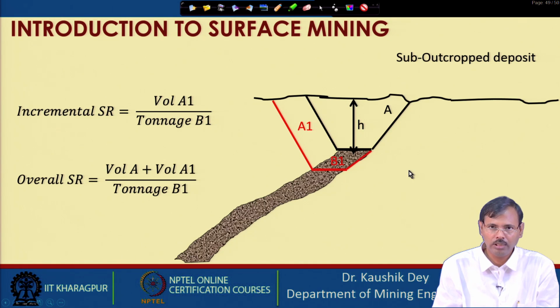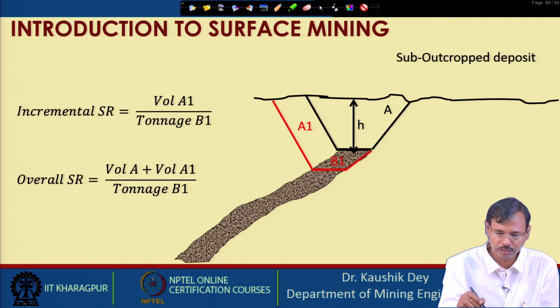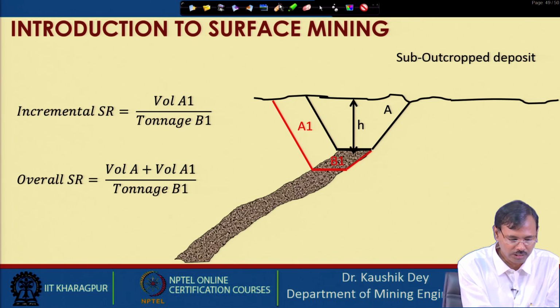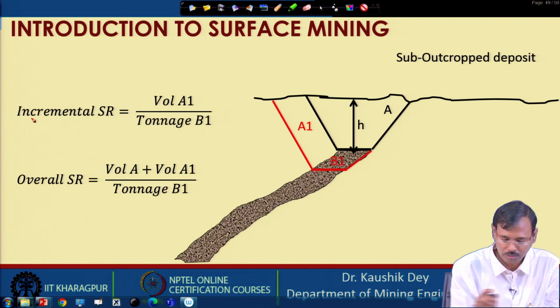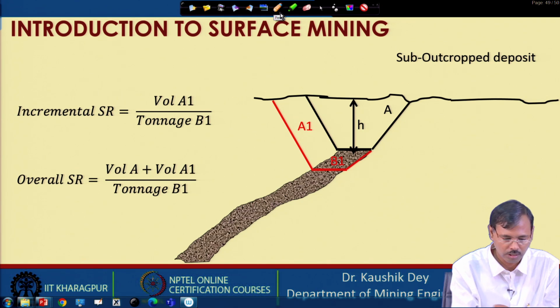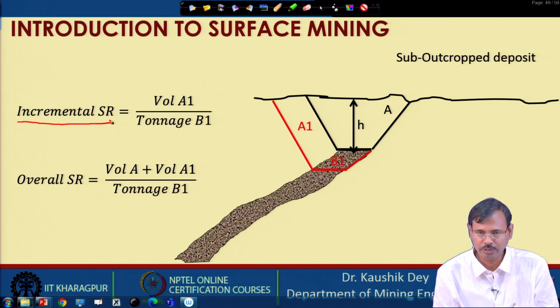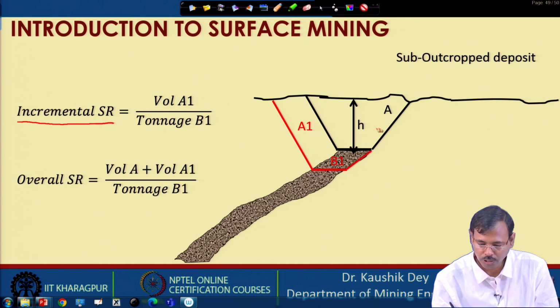Stripping ratio can be of different types. Let us discuss the different types of stripping ratio which are available. First is the incremental stripping ratio. Incremental stripping ratio means, suppose today you have a mine position up to this.